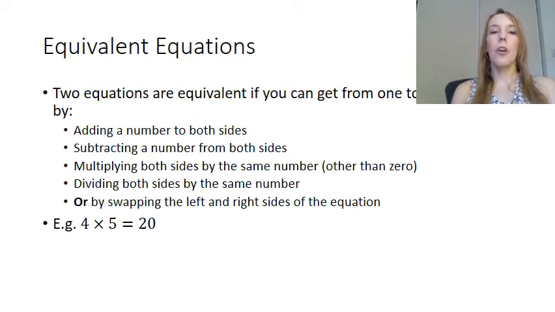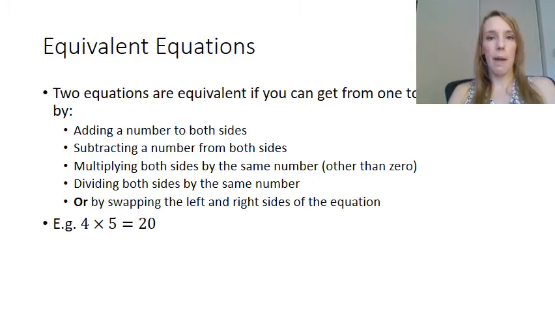Okay, so two equations are said to be equivalent if you can get from one side to the other by adding a number to both sides. It has to be the same number. Subtracting a number from both sides, again the same number. Multiplying both sides by the same number as long as it's not 0, or dividing both sides by the same number, again as long as it's not 0. Or by swapping the left and right sides of the equation.